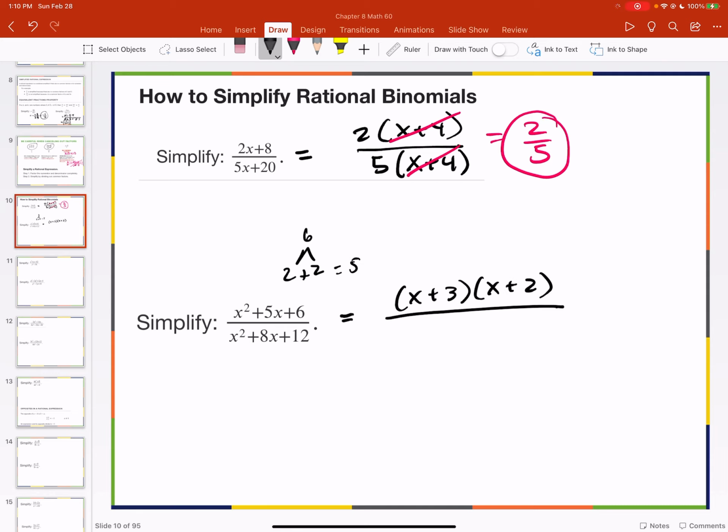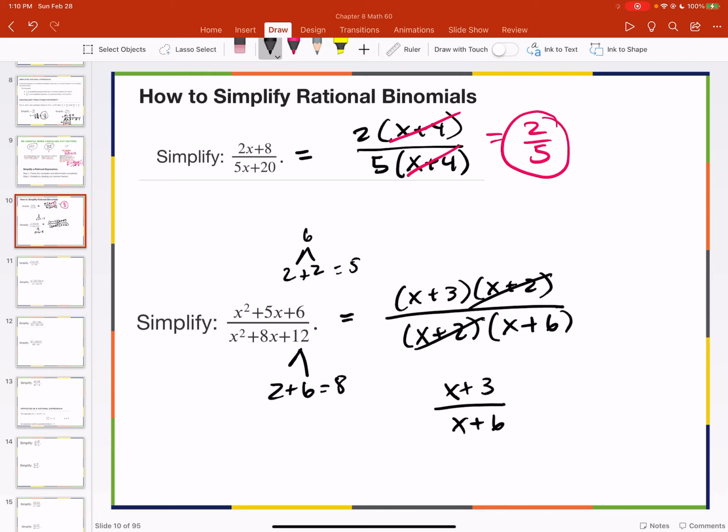And then in the denominator, what are the factors of 12 that combine to become 8? They're positive, so you say 2 and 6, right? So then you would get x plus 6, x plus 2, or x plus 2, x plus 6 in the denominator. But, oh, sorry, this is a 6. So then what cancels are the x plus 2s. And your final answer is x plus 3 over x plus 6.